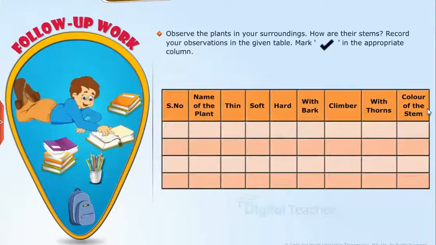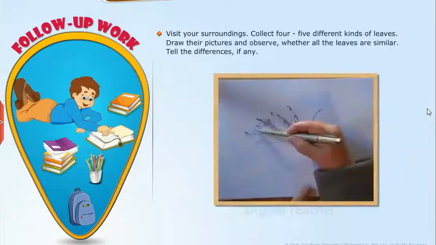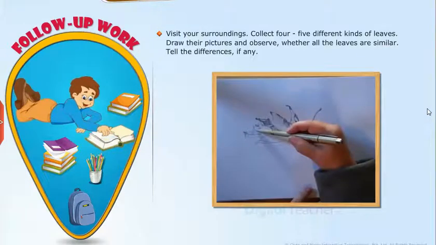Observe the plants in your surroundings. How are their stems? Record your observations in the given table. Mark tick in the appropriate column. Visit your surroundings. Collect 4-5 different kinds of leaves. Draw their pictures and observe whether all the leaves are similar. Tell the differences, if any.